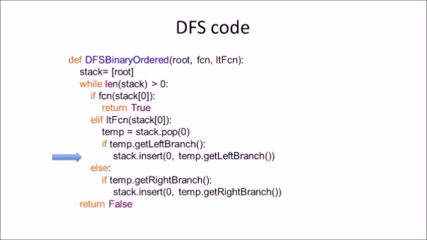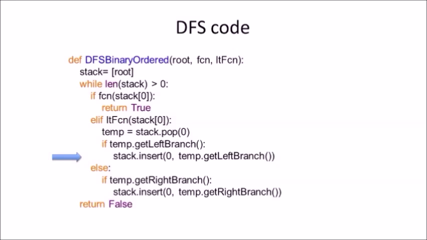Again, I'm going to have a root node to start with. I'm going to have my function that tells me what I'm looking for. I'm going to pass in one other function. I'm going to call it the less than function. And it has the property that it will tell me whether the thing I'm looking for is less than the current value or not.